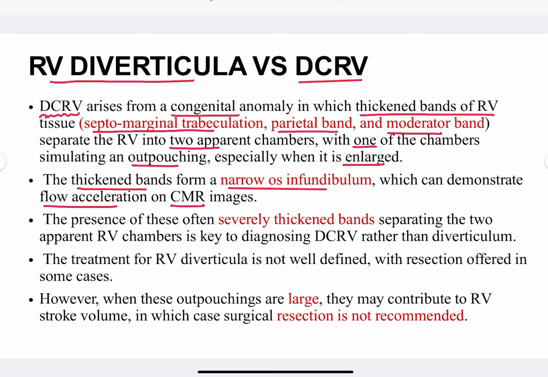So whenever we see a severely thickened band which is dividing the two apparent right ventricular chambers, it will be double chambered right ventricle rather than the diverticula. And the treatment for the right ventricular diverticula is not well defined. Some say resection, but sometimes when the right ventricular diverticula is large, these can contribute to right ventricular stroke volume, and in such cases resection is not recommended.